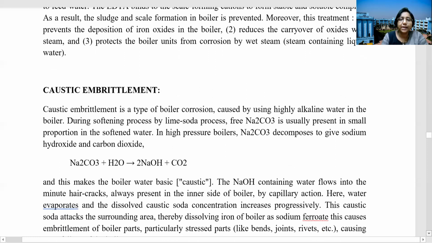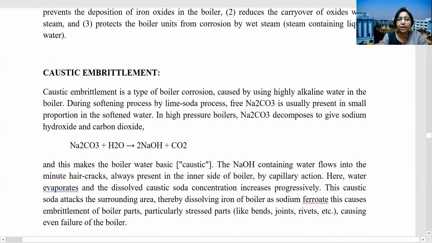Okay, the next problem is caustic embrittlement. Caustic embrittlement is a type of boiler corrosion caused by using highly alkaline water in the boiler during the softening process. There is a softening process named the lime soda process, where we use soda. Soda is sodium carbonate, usually present in the softened water. If we use an excess amount of soda, then soda will remain in the water.